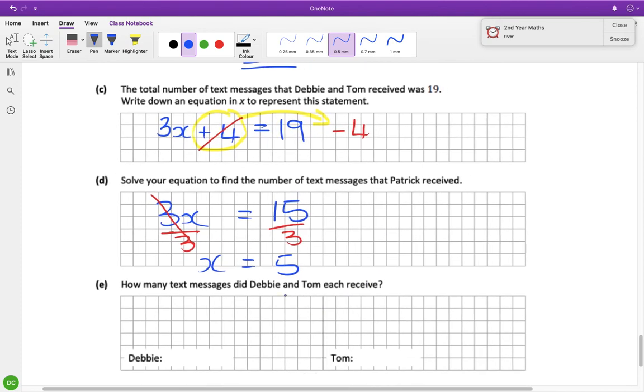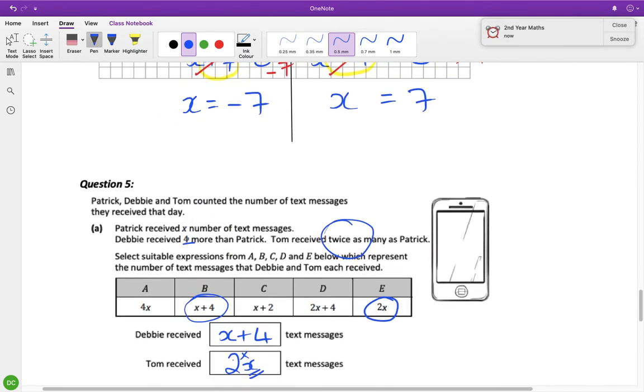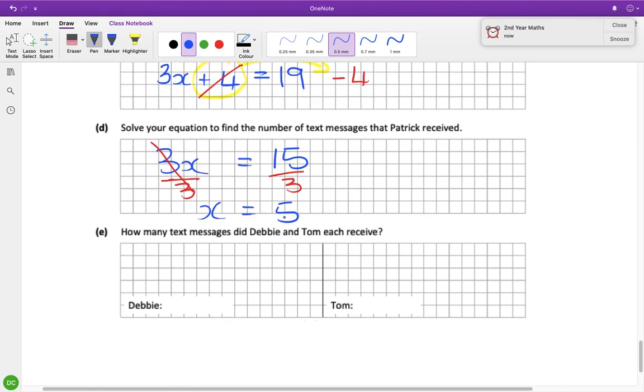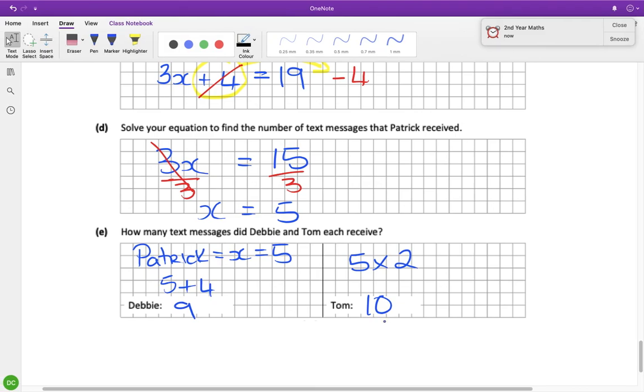Okay, so then how many text messages did Debbie and Tom receive? So Patrick received x. Debbie received 4 more. Okay, so we now know that Patrick received x text messages. He actually received 5 messages. So Debbie received 4 more than that. So she received 5 plus 4. So she got 9. Whereas Tom, if you remember, was twice as many as Patrick. So Patrick got 5 and Tom had twice that amount. So Tom got 10 text messages. And that's it.